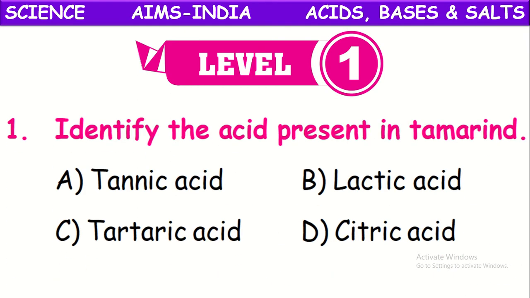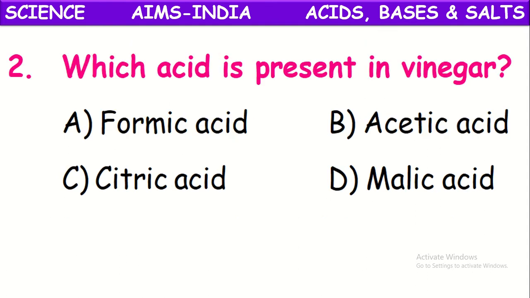See the first one. Identify the acid present in tamarind. We know the organic acids are derived from plants and animals. So one of them is tamarind. It is also one food item. From this also one acid is available to us. What is that acid? That is tartaric acid, isn't it? Yes.